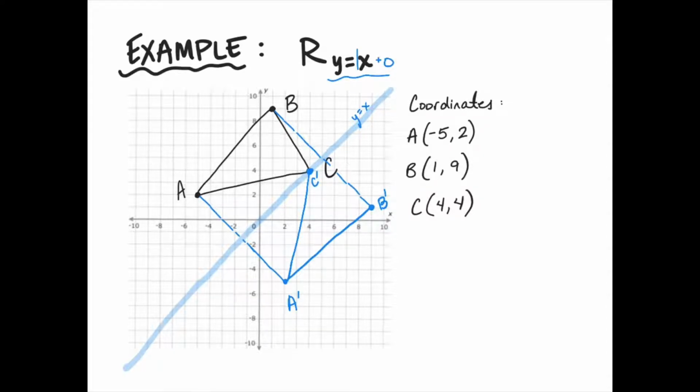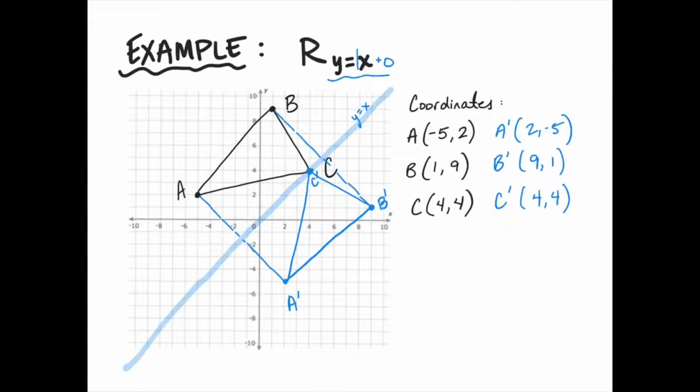Draw our triangle. And there's our triangle that's reflected over y equals x. The coordinates, we got A prime at 2, negative 5. We got B prime at, looks like 9, 1. And I got C prime at 4, 4.